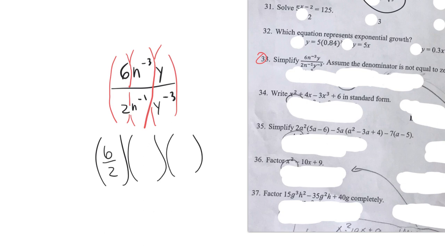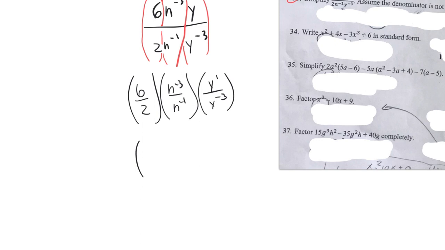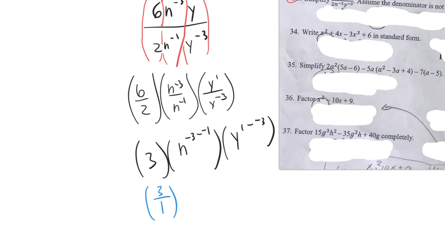We have 6 over 2, n to the negative 3 over n to the negative 1, y to the first power really over y to the negative 3. 6 over 2, easy enough, that's 3. N to the negative 3 minus negative 1 is going to go in that one. And then we have y to the 1 minus negative 3 is going to go in that one. Now, like I said, you want it to be in these fraction forms, so we're going to put that as 3 over 1. This is n to the negative 3 plus 1, which is n to the negative 2. We have y to the 1 minus negative 3, which is really y to the 1 plus 3, so that's going to be y to the 4th.